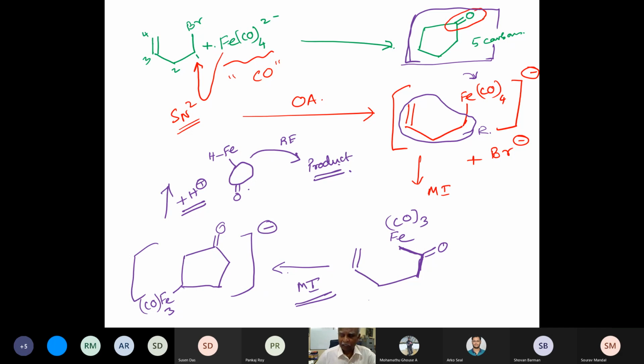So that's the only difficult part in this, but it is probably favored because of the 6-membered transition state that would be there and the formation of this nice 5-membered ring in the product.